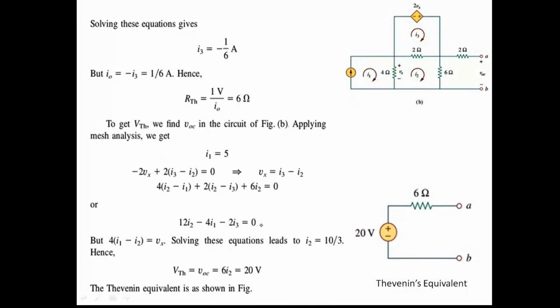ఇలా వస్తుంది. సో ఈ మెష్ ఈక్వేషన్స్ ని if you solve, then we will get I2 is equal to 10/3. మనకు కావాల్సిన I2 కాబట్టి I2 ఒకటే క్యాలిక్యులేట్ చేస్తాం. I1 ఆల్రెడీ 5 వచ్చింది, I3 అవసరం లేదు ఎందుకంటే I2 కావాలి, ఇందులో కరెంట్ కావాలి కాబట్టి.